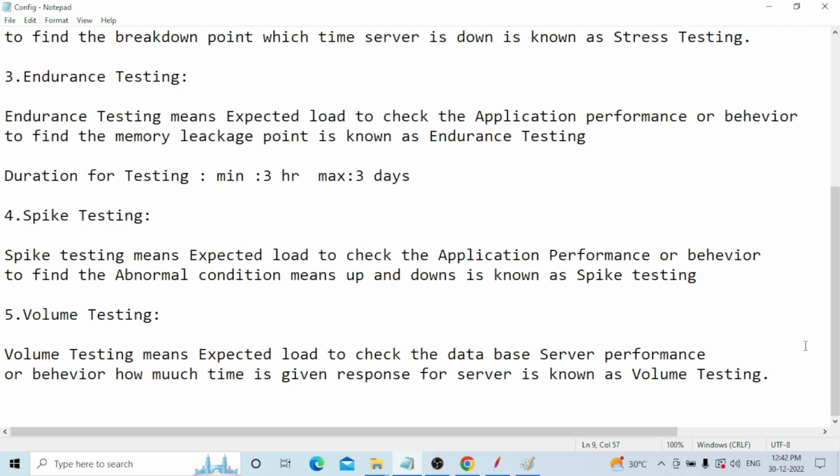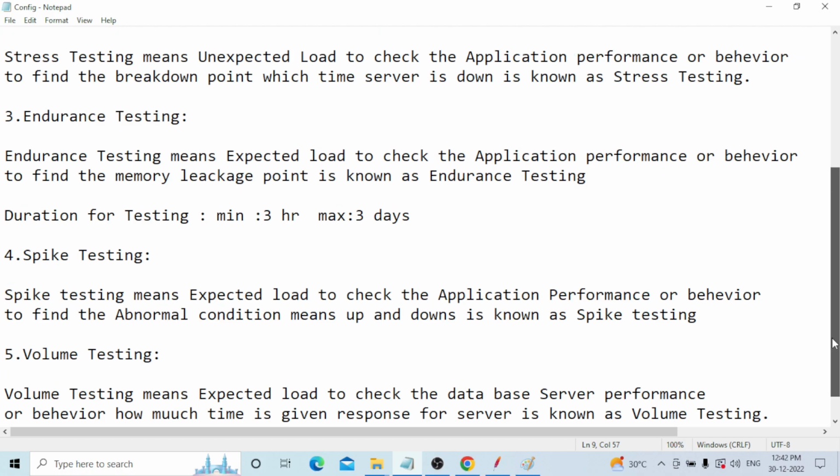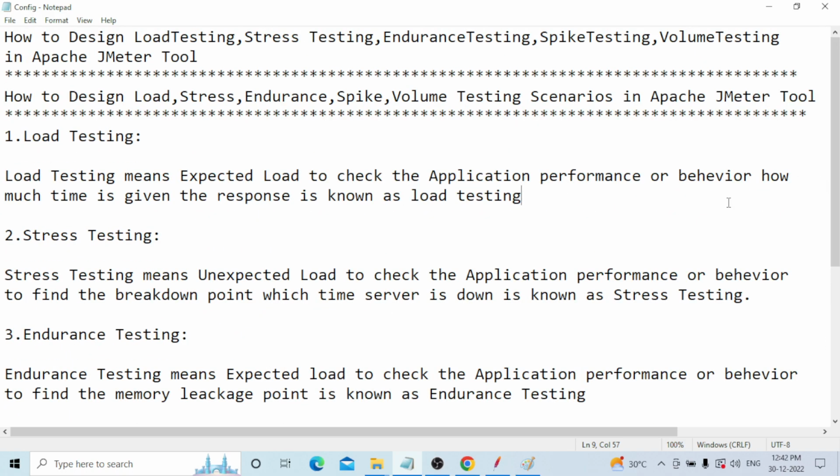Okay, these are the 5 types of testing, and now it's completed how to design load, stress, endurance, spike and volume testing scenarios in Apache JMeter. Okay, in the Apache JMeter tool, maybe now you understand how to design them. Please practice 1 or 2 times, and you will also easily design it and achieve your goal.